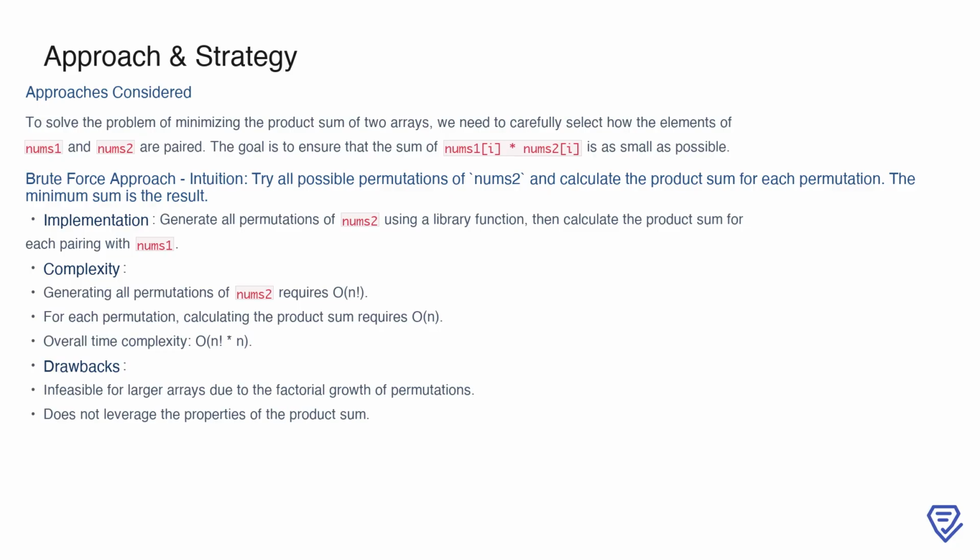However, the drawback of this approach lies in its computational complexity. Generating all permutations of nums2 requires factorial time, specifically O(n!), and for each permutation, calculating the product sum adds another O(n). This results in an overall complexity of O(n! * n), which is highly impractical for larger input sizes. Additionally, this approach does not take advantage of any mathematical properties that could simplify the problem, making it inefficient and unsuitable for real-world use cases with larger arrays.